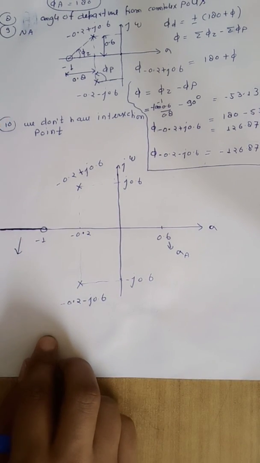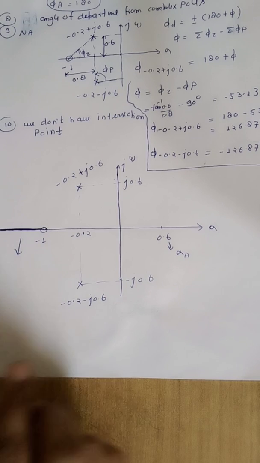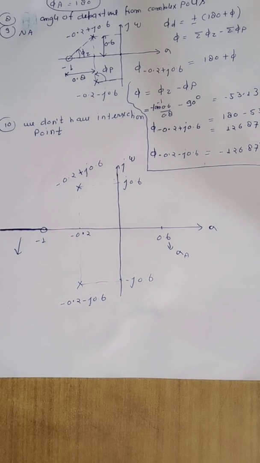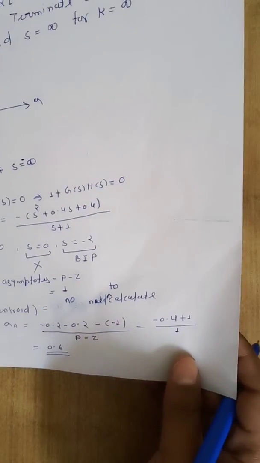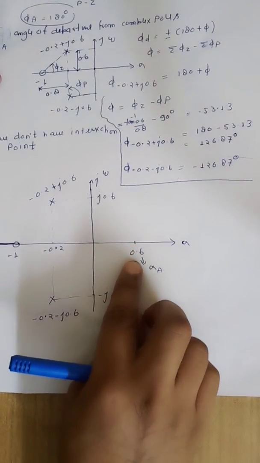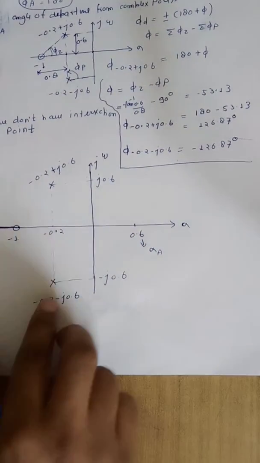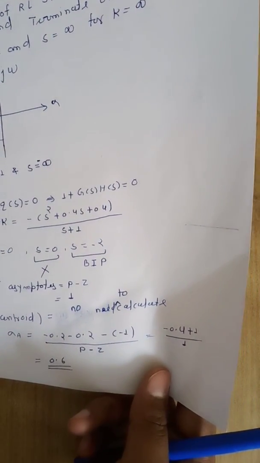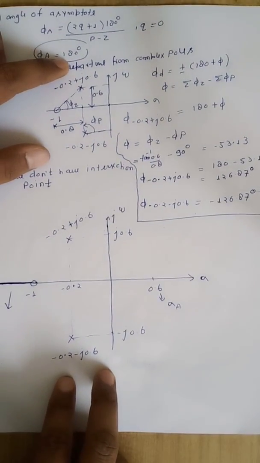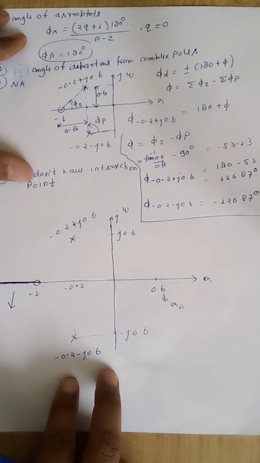We calculated the value of centroid. It is 0.6. Already we calculated angle of asymptote. It is 180 degree.